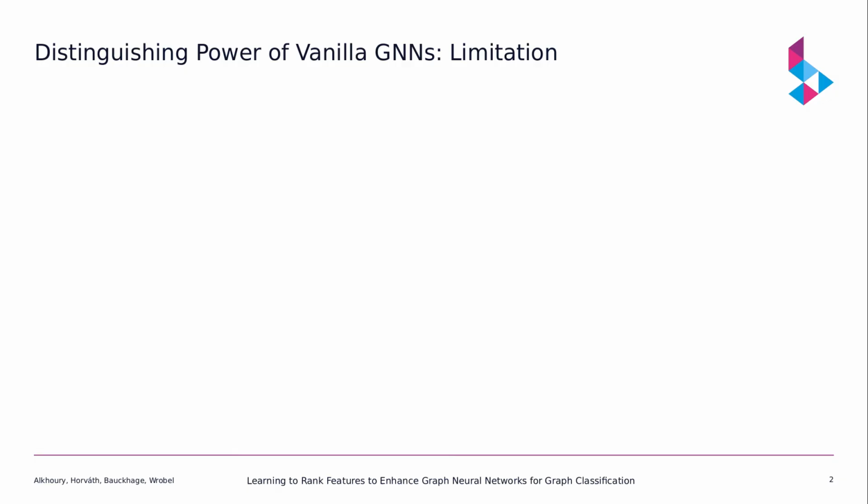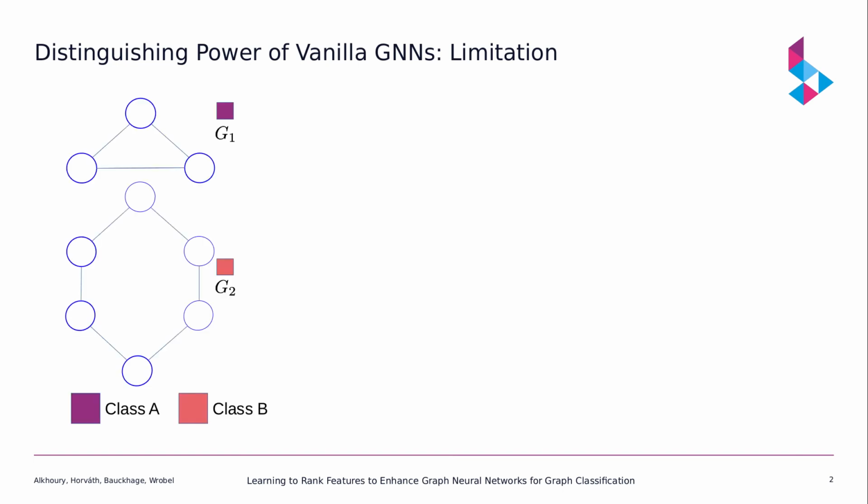Over the last few years, we have seen a clear rise in research focused on feature learning in graph neural networks. This growing trend is not surprising because the distinguishing power of standard vanilla GNN is fundamentally bounded by the first dimensional Weisfeiler-Lehman test, 1-WL.